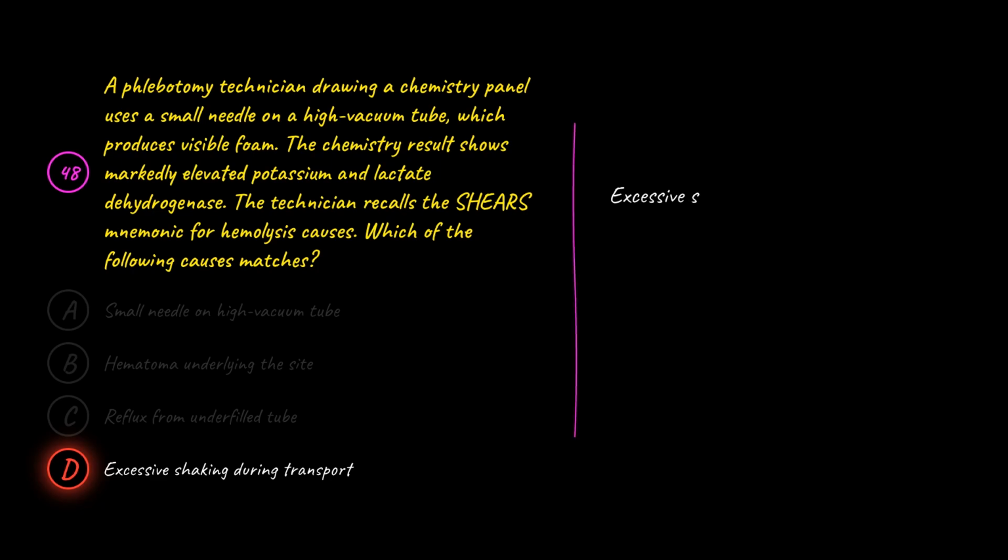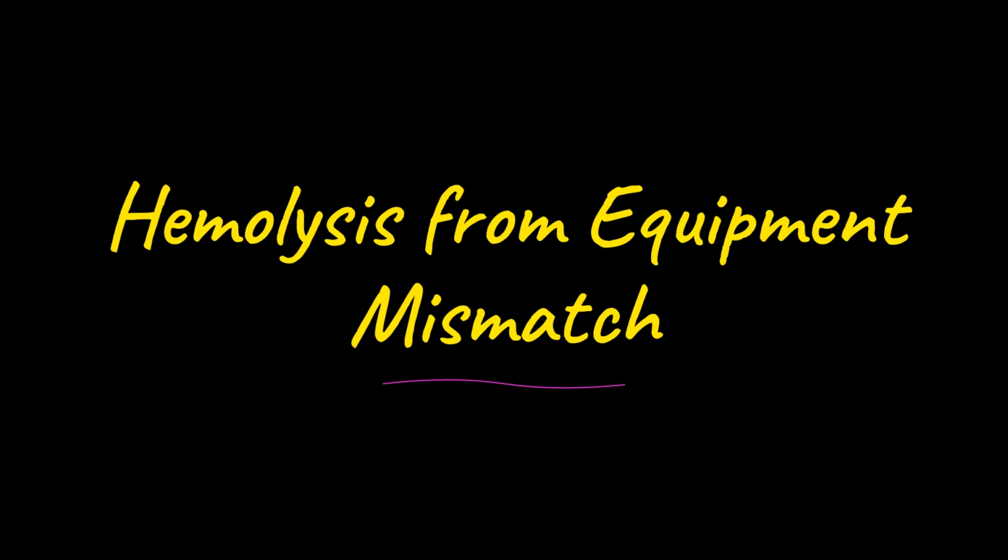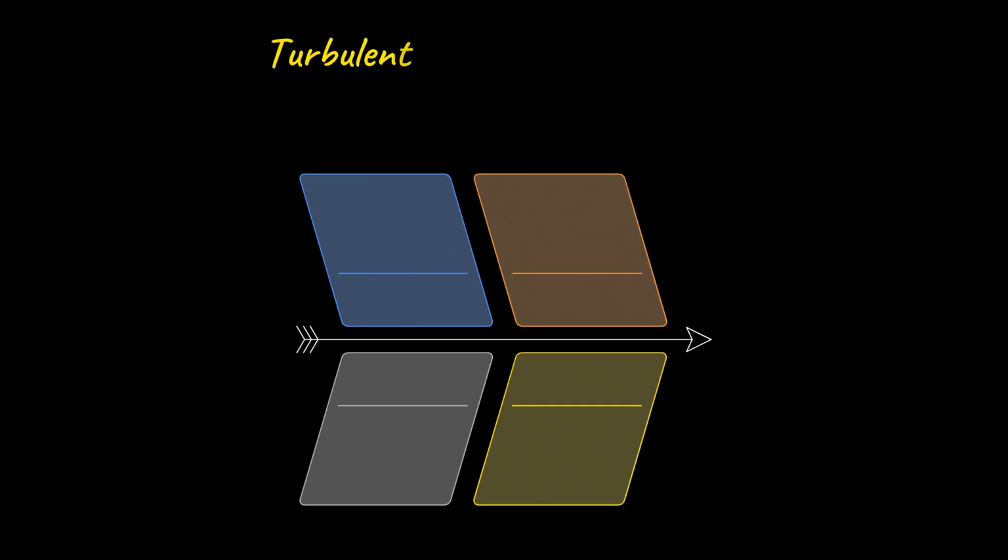D is wrong because excessive shaking during transport hemolyzes specimens through mechanical agitation, not draw turbulence. The scenario describes the collection moment with a small needle on high vacuum tube. The standard reflects current practice in routine clinical phlebotomy. When a small bore needle is paired with a standard high vacuum evacuated tube, the result is turbulent blood flow, a classic pre-analytical error that damages red cells before the sample ever reaches the analyzer.